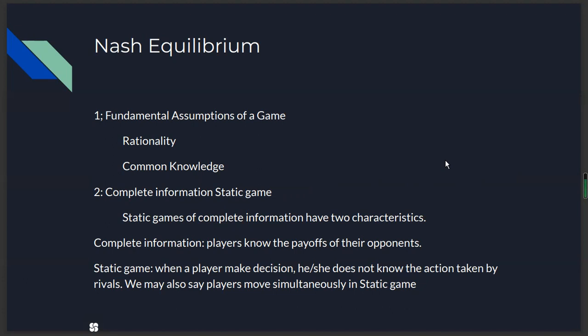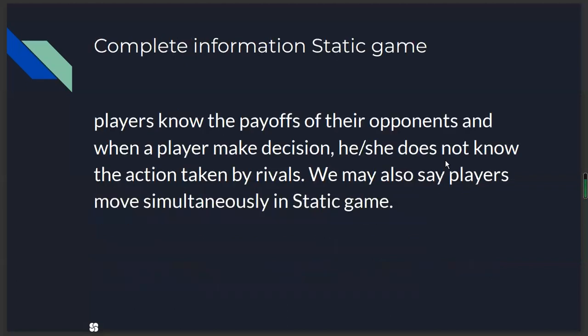The second one we call the complete information static game, which means that there are two players in these games. Secondly, when a player makes a decision, he or she does not know the action taken by the rival, and we may also say that players move simultaneously in static games. Thirdly, players know the payoff of their opponents. In this Nash equilibrium, the information is totally open. Now, as I said before, I would like to talk more about complete information in static games.